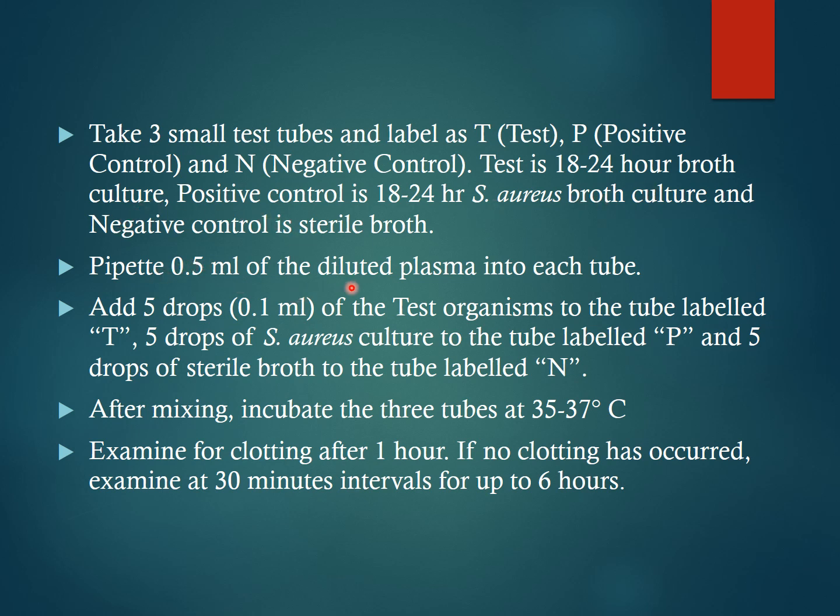Pipette 0.5 ml of the diluted plasma into each tube and then add 5 drops of the test organisms to the tube labeled test, 5 drops of Staphylococcus aureus culture to the tube labeled positive control, and 5 drops of sterile broth to the tube labeled negative control. After mixing, incubate the 3 tubes at 35 to 37 degrees Celsius. After that, examine for clotting after 1 hour. If no clotting has occurred, examine at 30 minute intervals for up to 6 hours.